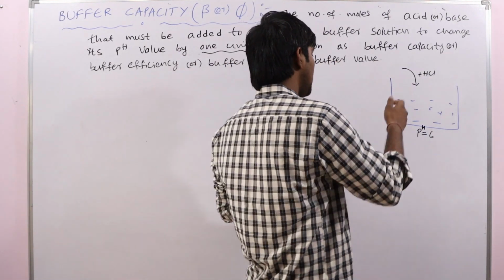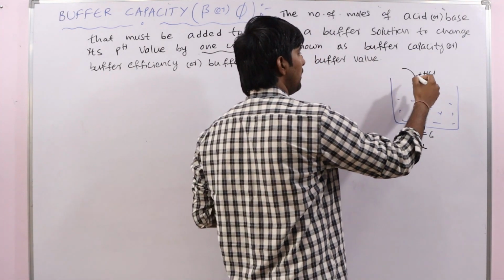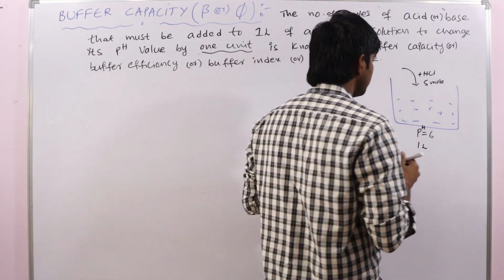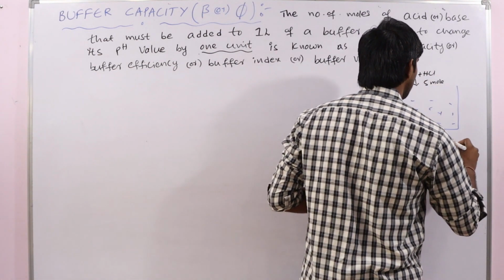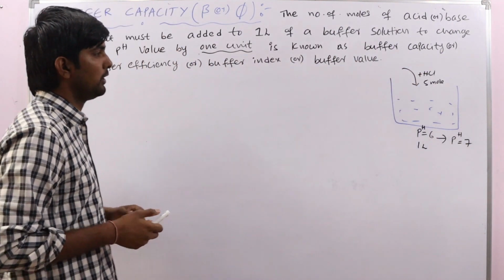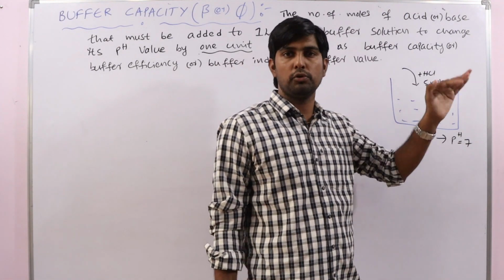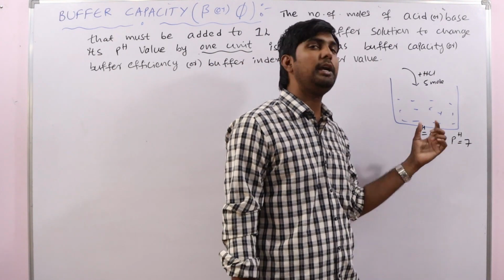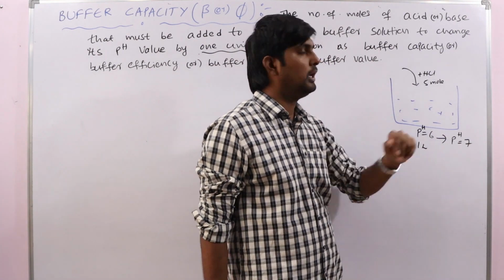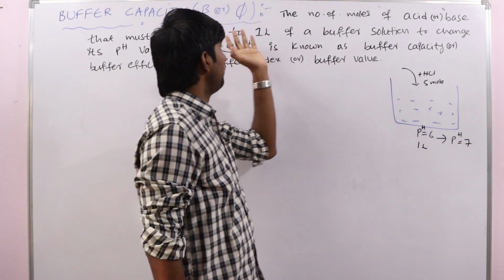Suppose this is the 1 liter buffer solution. For this, suppose we have added 5 moles of HCl. When you add 5 moles, pH is changed from 6 to 7. Until you add 3 moles, 4 moles, there is a slight change in the pH. But when you add 5 moles, pH is changed by 1 unit. That is nothing but buffer capacity.